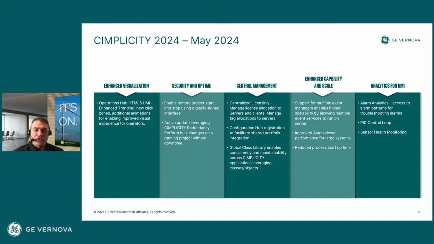Something we're also introducing with the 2024 release is that the world is starting to look at AI to help automate a lot of things. So we will be introducing some new capabilities from an AI perspective around things like alarm pattern recognition, PID loop tuning, and even monitoring sensors to look for potential issues before they become a problem. I'll dip into that a little bit as well. But that is a high-level overview of the new capabilities we have added to Simplicity 2024.